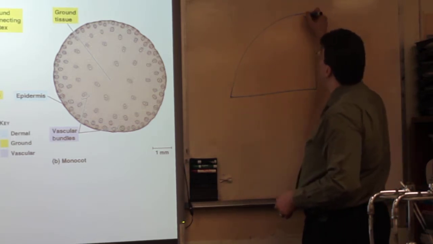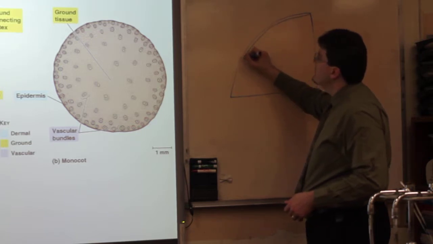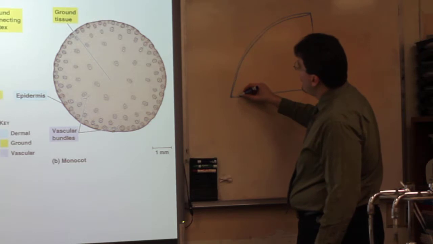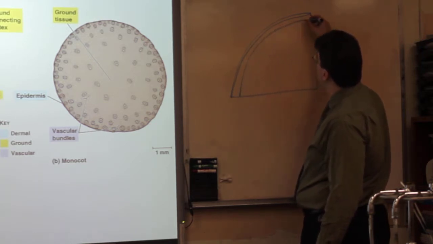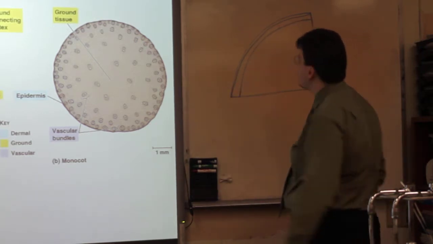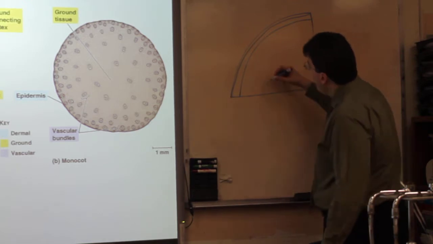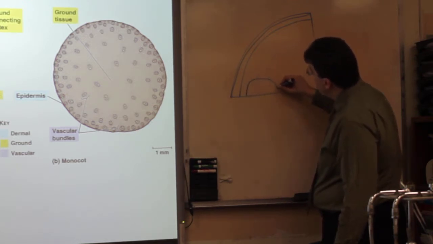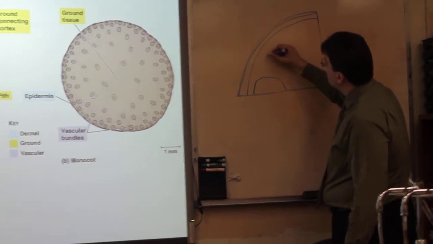Alright, so I'm going to draw this layer of epidermis right here. I'm going to draw this layer of cortex right here, considering that cortex is particularly thin. I'm going to draw considerably larger bundle structures.